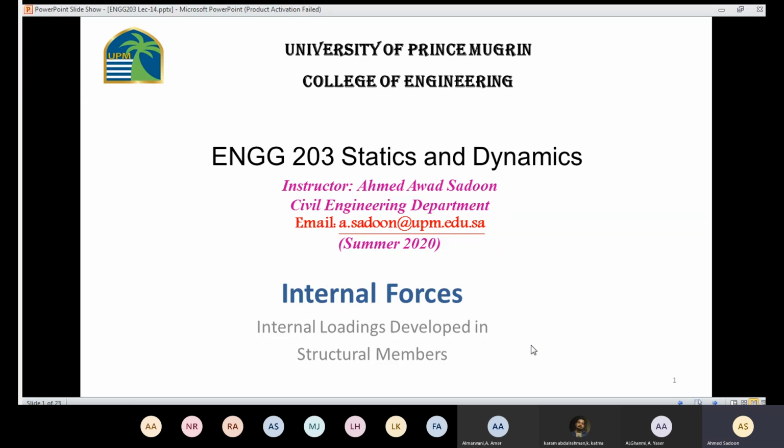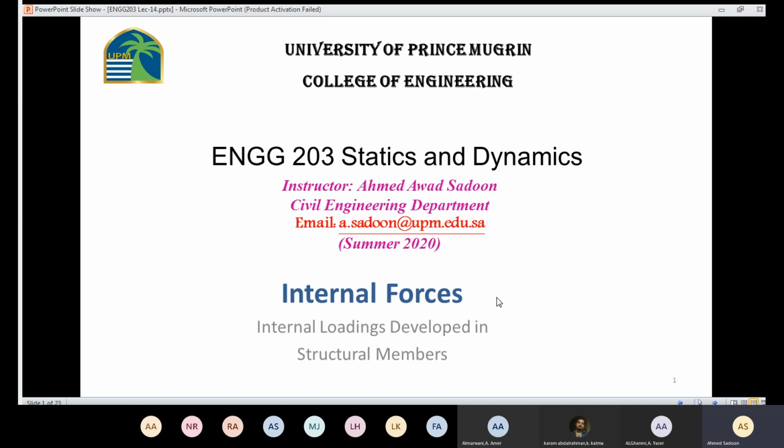So let's get started. Today we are going to study a new chapter, which is chapter number 7, internal forces. Last time we discussed chapter number 5, the equations of equilibrium. We managed to calculate the reactions in a rigid body. So today we are going to build on what we got in chapter 5.